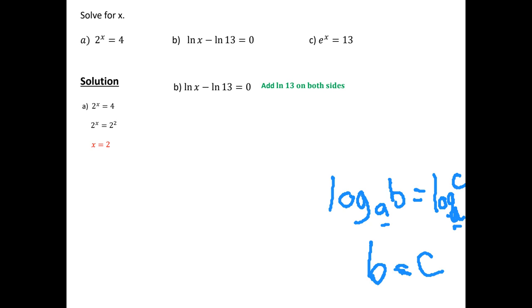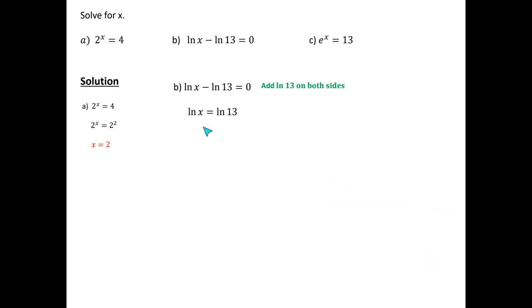I have natural log of x minus natural log of 13. You want to ask yourself, well, they both have the same base, so that's a good thing. But now I need one to be on the other side. So I'm going to add natural log of 13 on both sides. Okay, so I get natural log of x is equal to natural log of 13. Since the base is the same, I can use the one-to-one property, and my answer would be x equals 13.